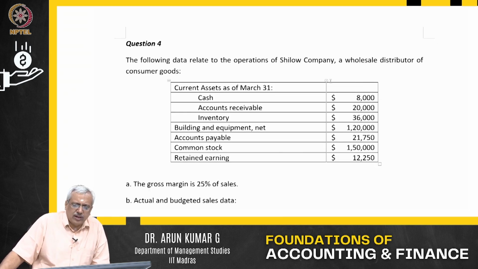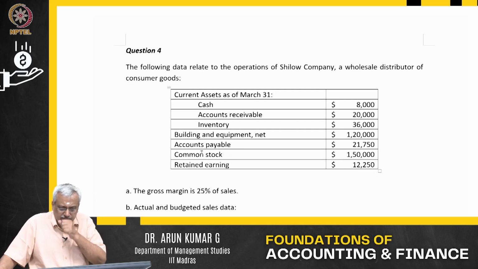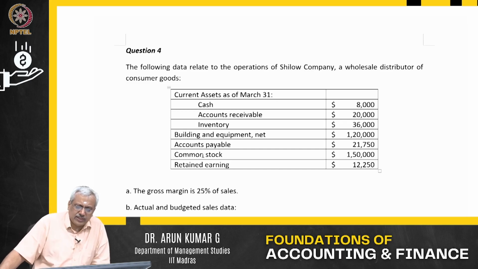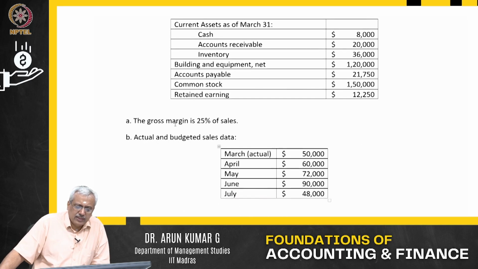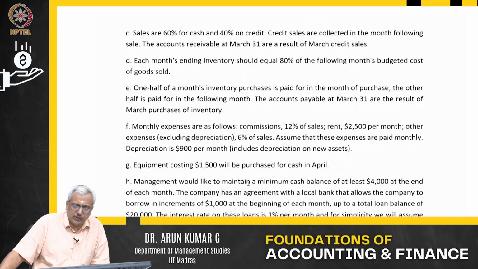Now, there's one more problem out here to get this concept a little more clear. The following data relate to the operations of Shiloh Company, a wholesale distributor of consumer goods. This is the assets part of it, and the liabilities and capital part of it. They've given you gross margin, budgeted sales data, and they've said sales are on cash and credit and so on and so forth. All those details are there.